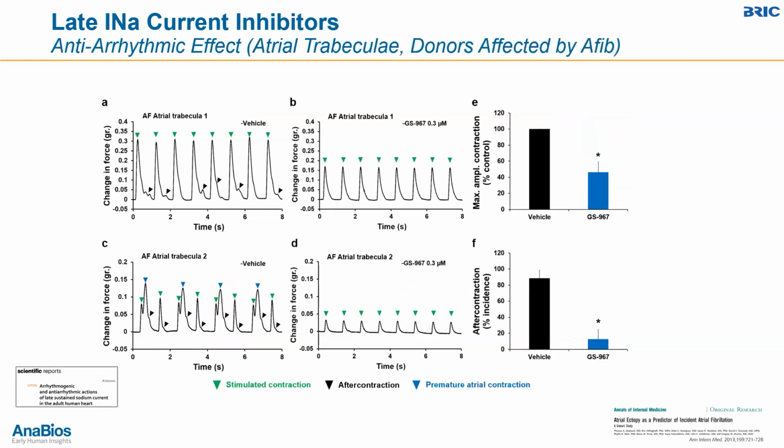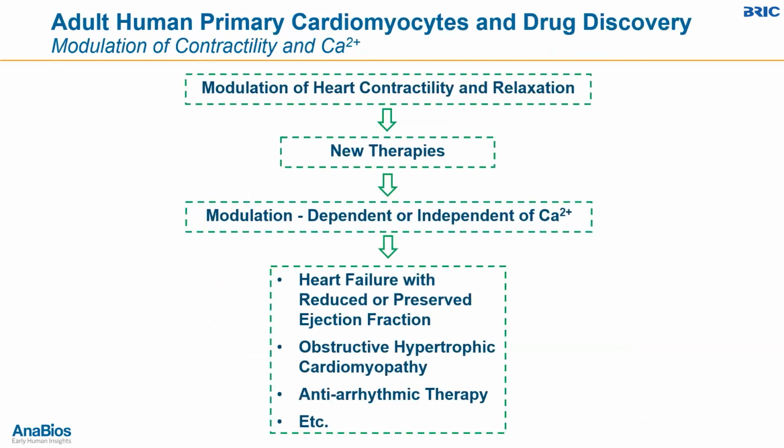Again, this is another slide to demonstrate that this contractility model can be used to assess the potential of drugs to be anti-AFib. This is data from two different AFib atrial trabeculae. As you can see, we can see arrhythmic events, after contraction events, and premature atrial contraction when we tested a late sodium channel inhibitor, GS967. You can see that we were able to block arrhythmic events, and we were able to recover the normal function of the atria in these AFib hearts.